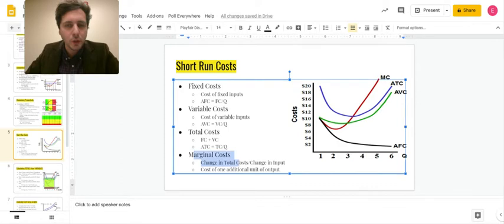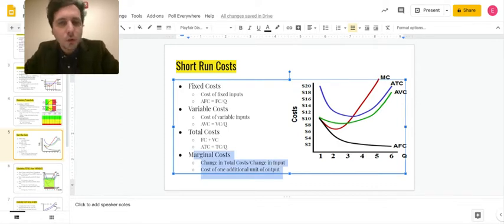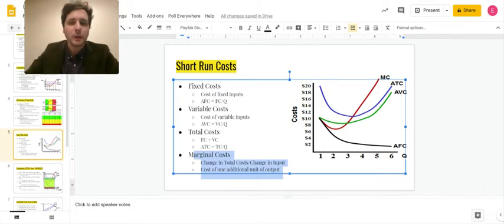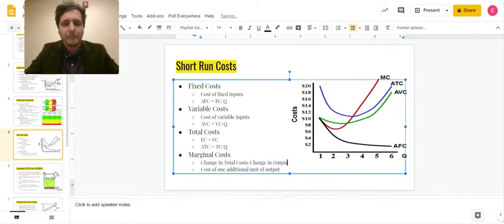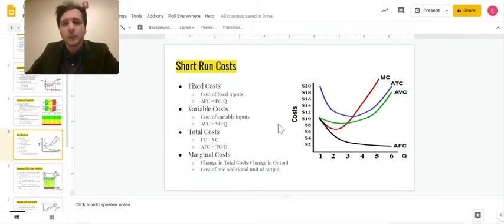Okay, then we have marginal cost. Marginal cost is the change in total cost divided by the change in input. I'm sorry, this shouldn't be change in input. This should be change in output. There you go. Change in total cost divided by change in output, right? So the cost of one additional unit of output. So how much does it cost me to produce the next unit?